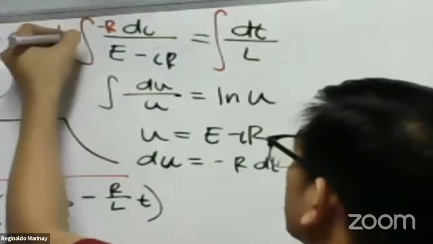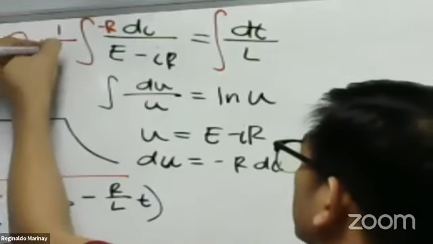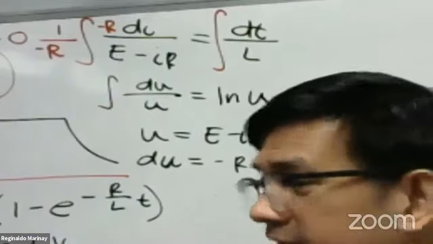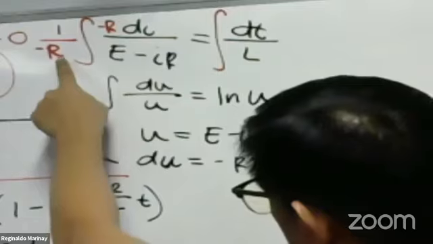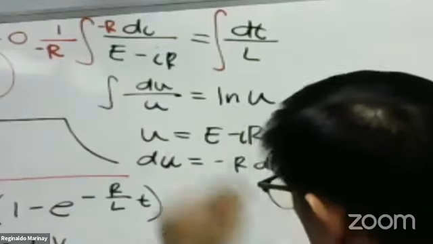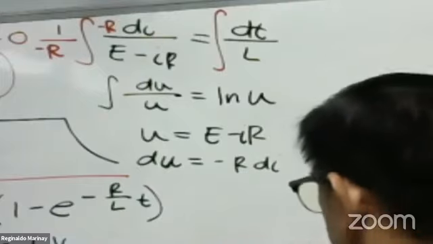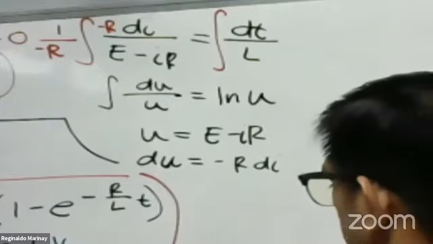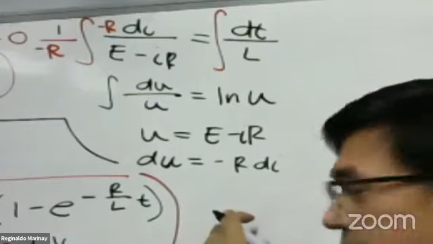So we have to balance this. If there is negative R here, put here negative R. Right? So we have that. So we are now ready to integrate. Please focus your camera here.